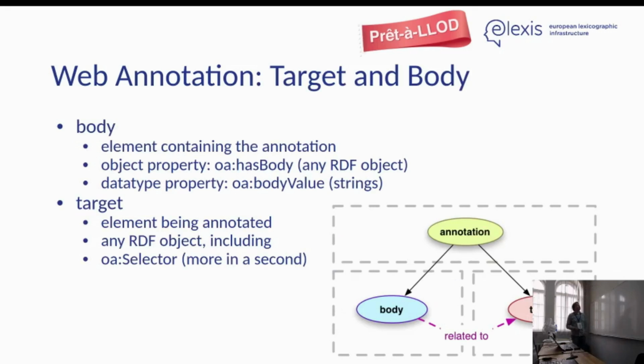The body can consist of any element, typically through the object property hasBody, and then normally there's a simple data type property, bodyValue, which can give us a simple string annotation. But we can also use more complex multiple property structures for our annotation. The target is any element being annotated, and it has something called a selector, which chooses how we're going to refer to the document and how we select a bit of our target document to be annotated.